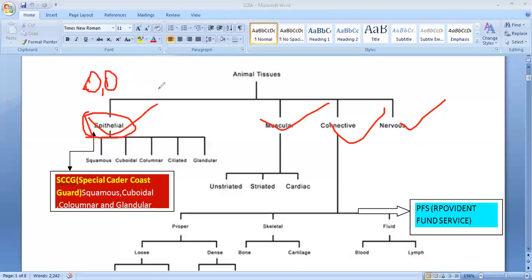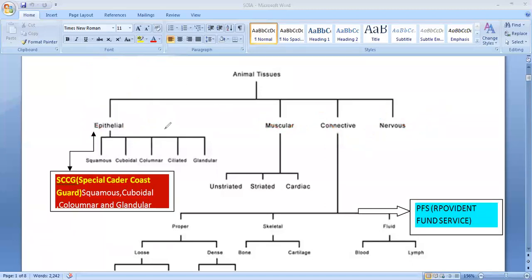Maybe outside the body or inside the body cavity. If it is outside, it is involved in protection. If the epithelial cells are inside, they are involved in the secretion phenomenon. Clear? So epithelial cells have no intercellular space, and they are also known as the covering tissue. Epithelial cells outside the body are protective in function, and inside the body cavity, like the stomach and other places, they are involved in secretion. Okay, so these are given.